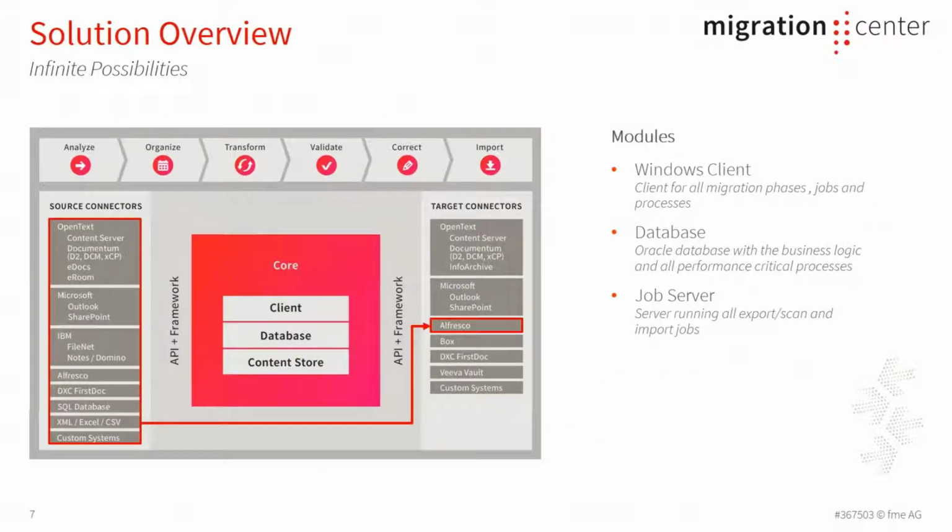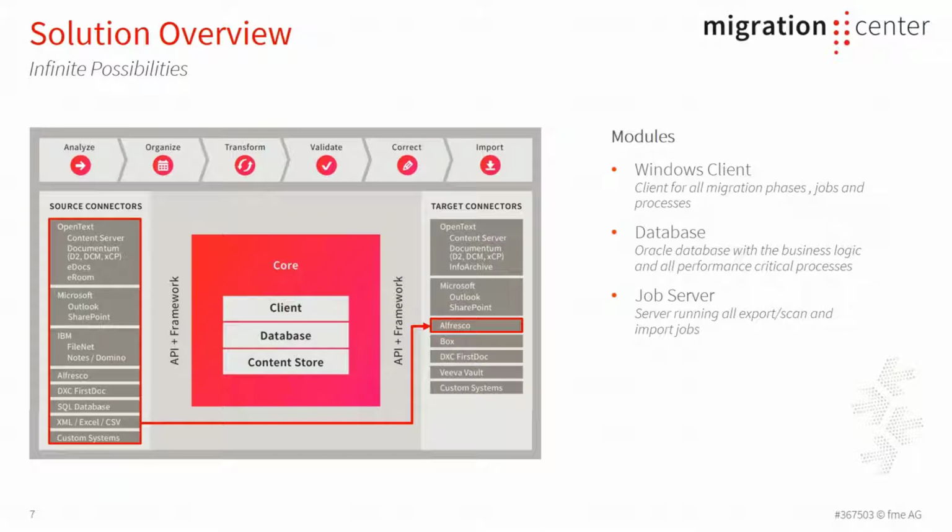Or in other words, here is a diagram of the Migration Center. Migration Center, as a basic, consists of 3 components. You have the client, a Windows client, and this client is the only contact point you need to configure the whole migration, including the transformation, including scanning and importing and auditing and everything else, right?